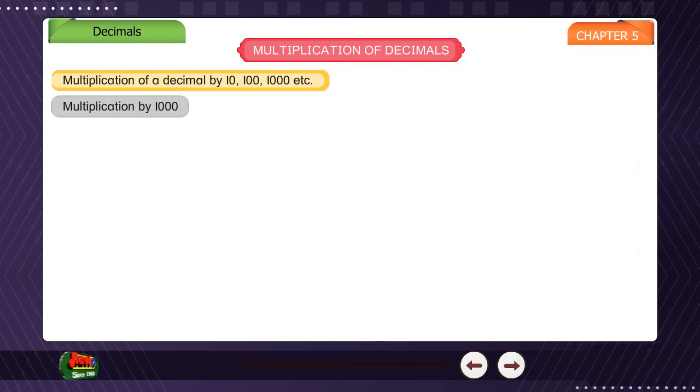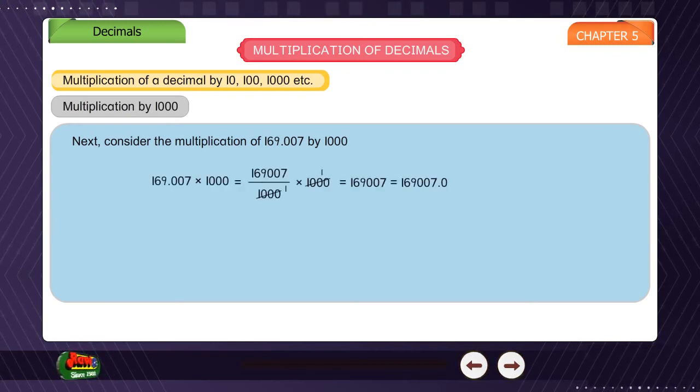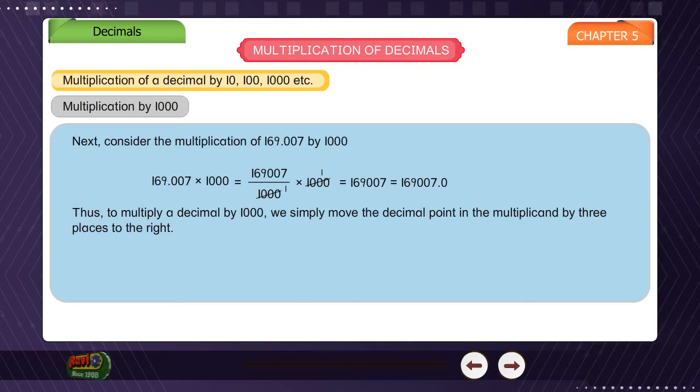Multiplication by 1000. Next, consider the multiplication of 169.007 by 1000. 169.007 into 1000 is equal to 169,007 by 1000 into 1000, which is 169,007.0. Thus, to multiply a decimal by 1000, we simply move the decimal point in the multiplicand by 3 places to the right.